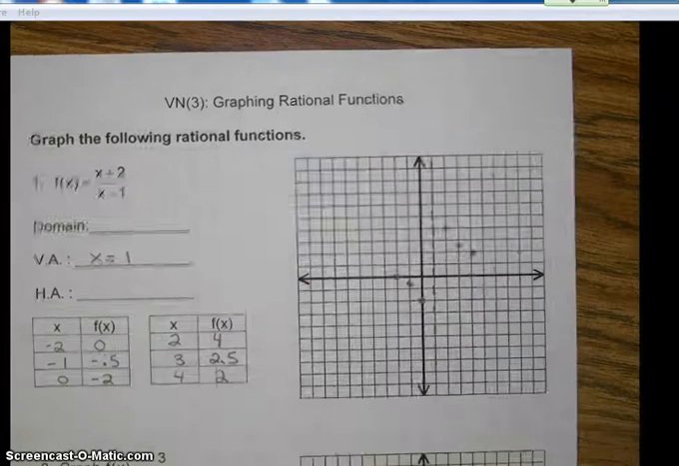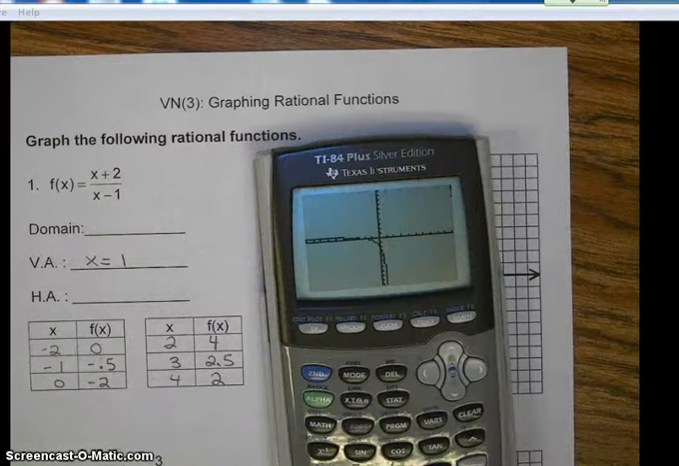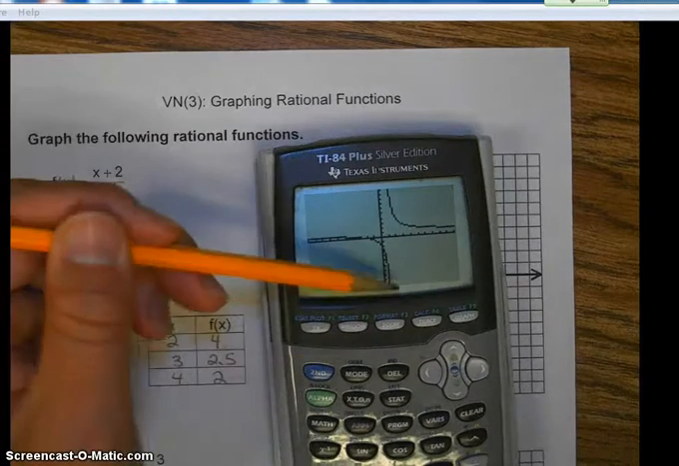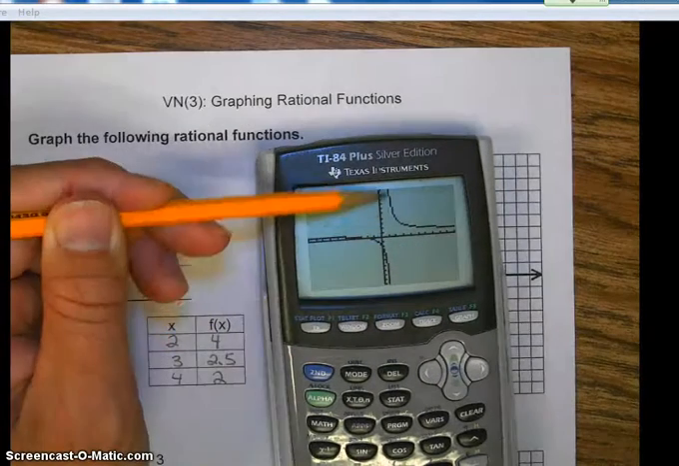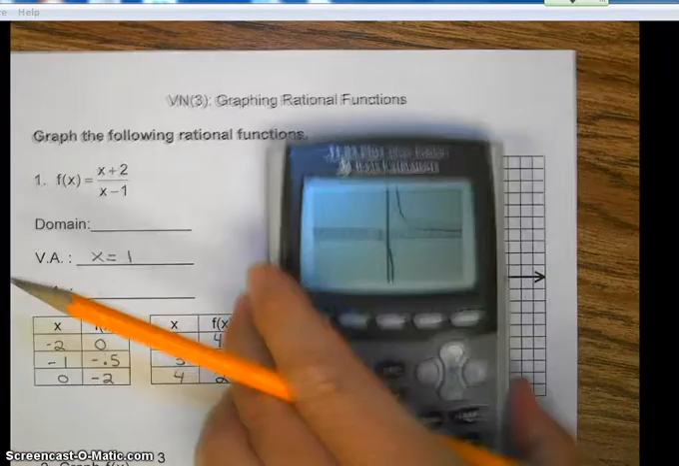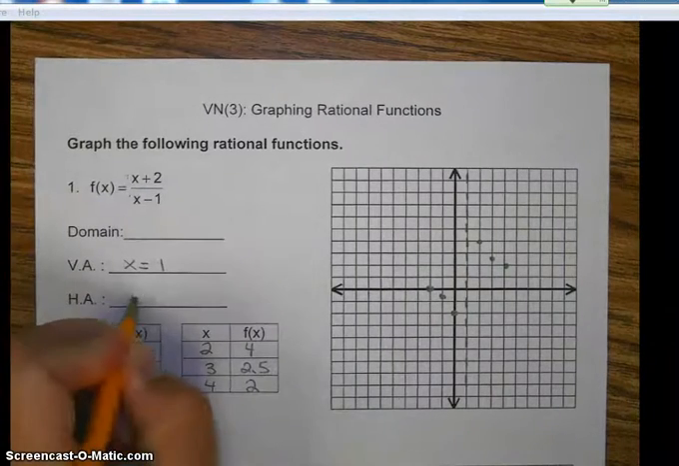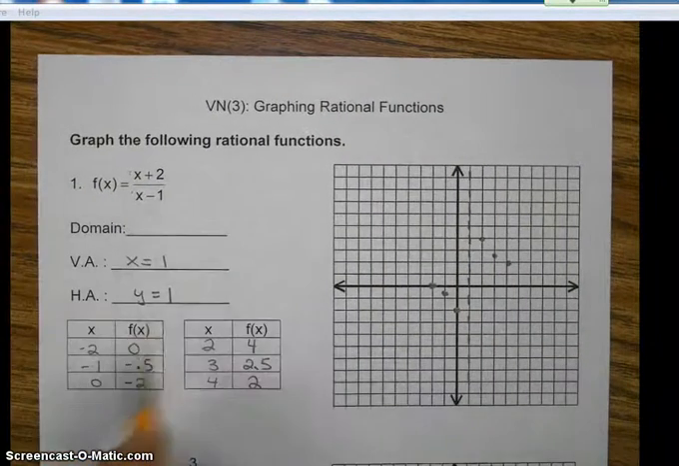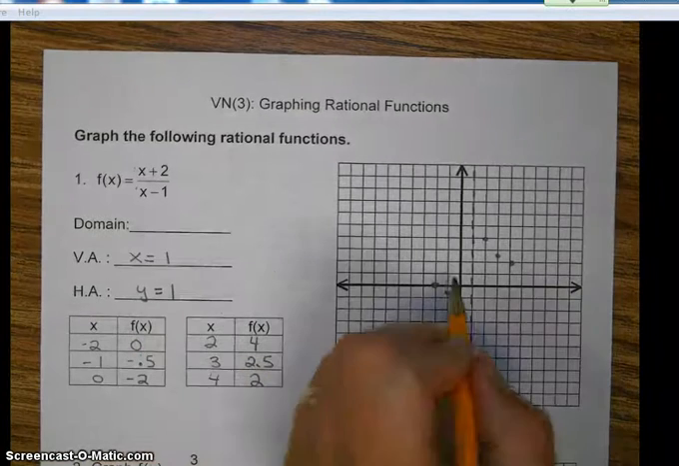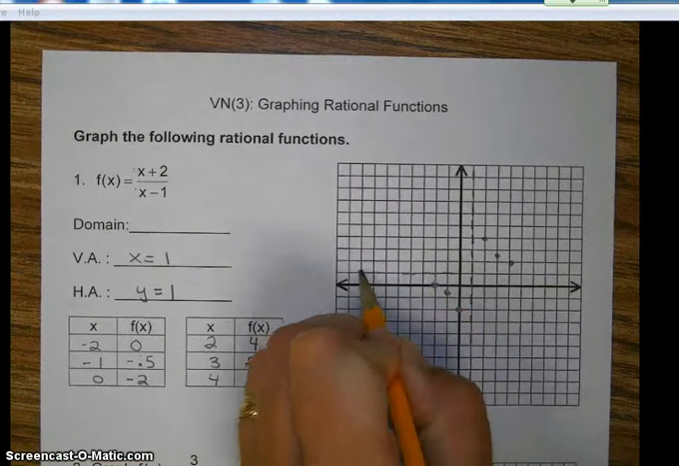Now, what does this look like? Let's take a look. Notice you can see your vertical asymptote here at 1. The horizontal asymptote will also help us. Since the degrees are the same, the coefficients are 1 over 1, so our horizontal asymptote is y equals 1. Remember, go back and watch that video if you need help with that.